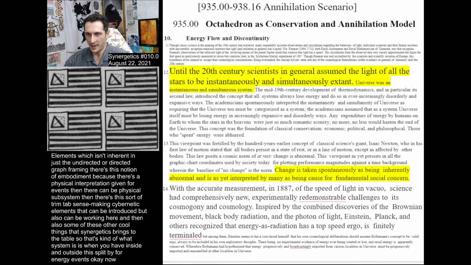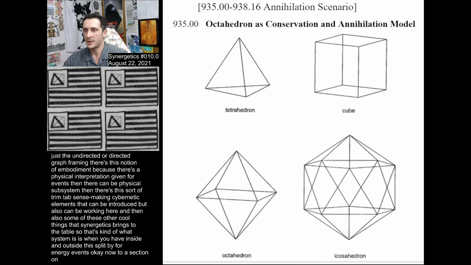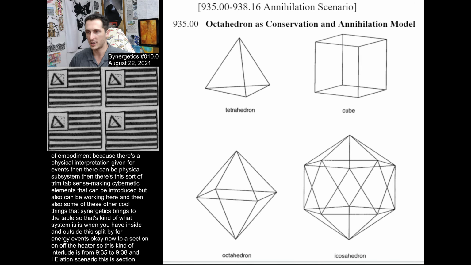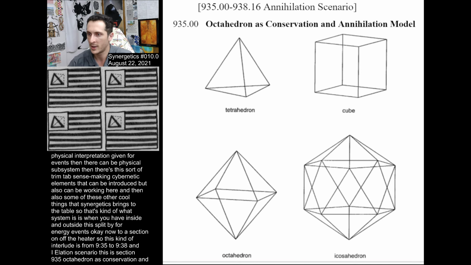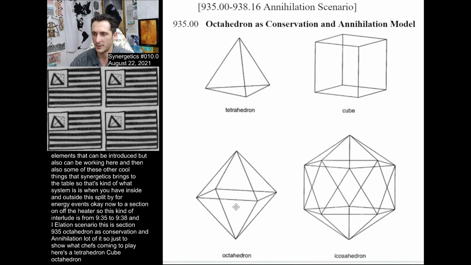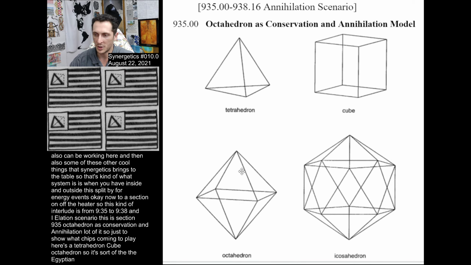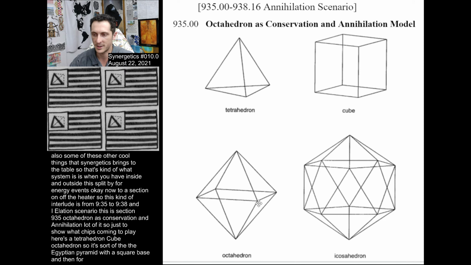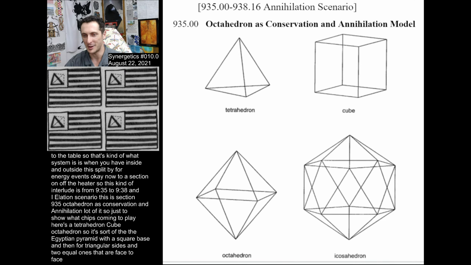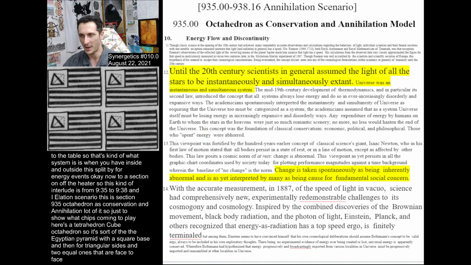Okay, now to a section on Octahedron. This interlude is from 935 to 938, Annihilation scenario. This is section 935, Octahedron as conservation and annihilation model. Just to show what shapes come into play, here's a tetrahedron, cube, octahedron. It's sort of the Egyptian pyramid with a square base and then 4 triangular sides, and 2 equal ones that are base to base. Kind of like the Ethereum logo.